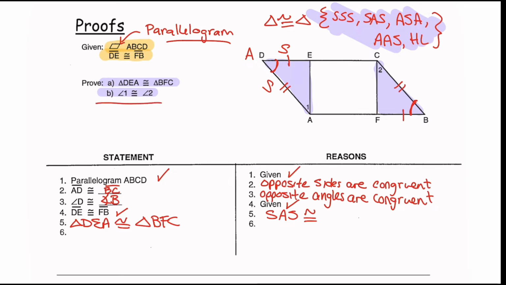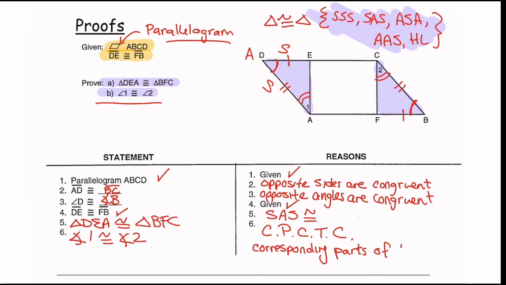Last but not least is to say why those 2 angles, 1 and 2, are congruent to each other. Well, angle 1 is congruent to angle 2 by something we call CPCTC, which merely stands for corresponding parts of congruent triangles are congruent. Or just CPCTC.